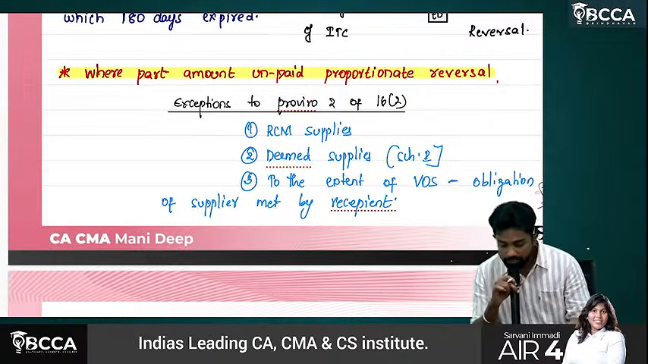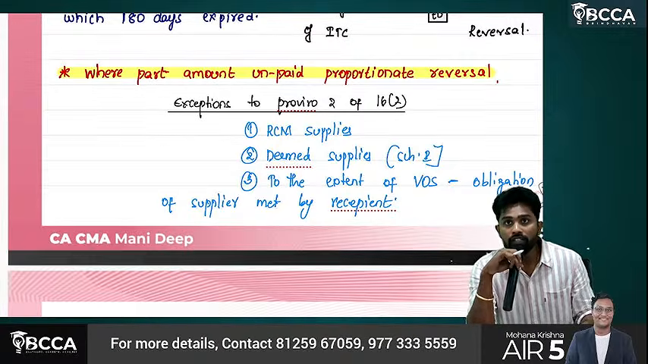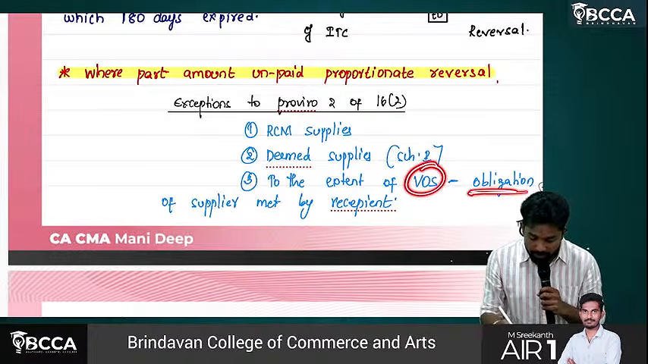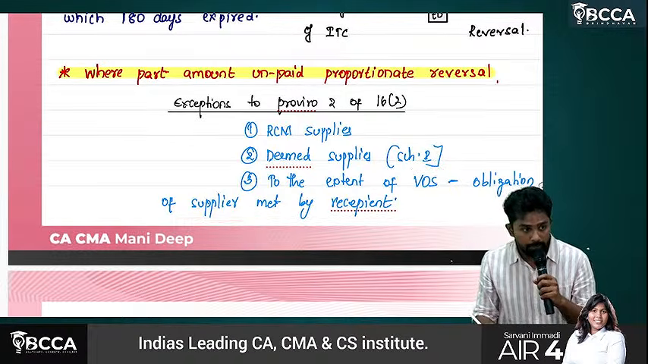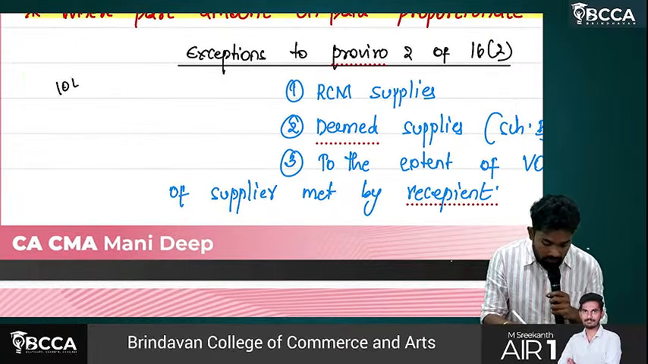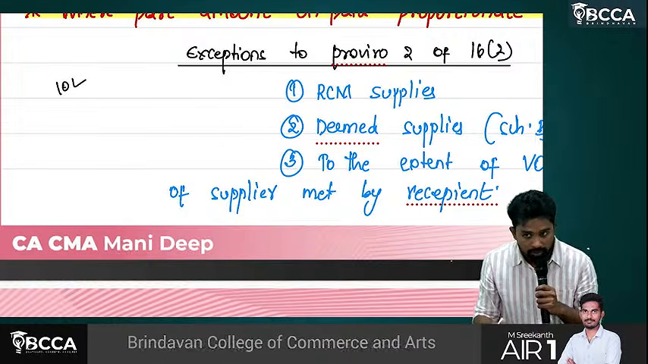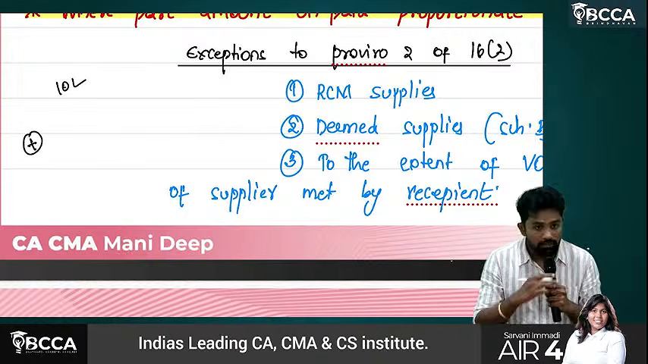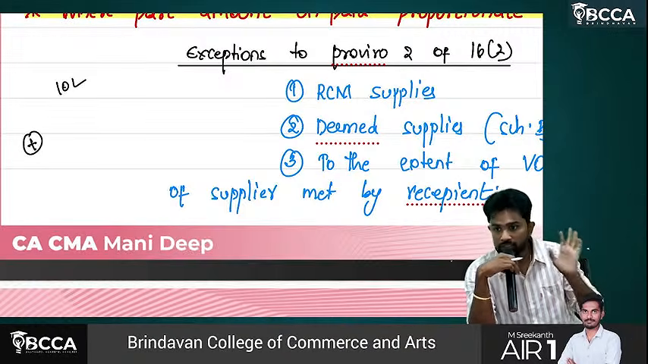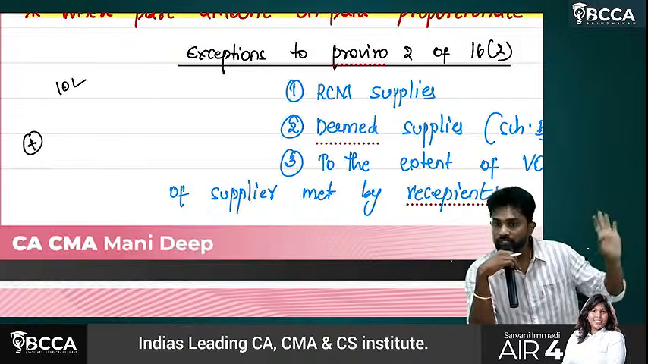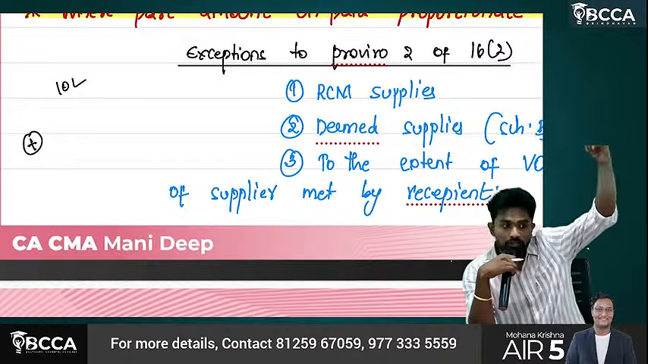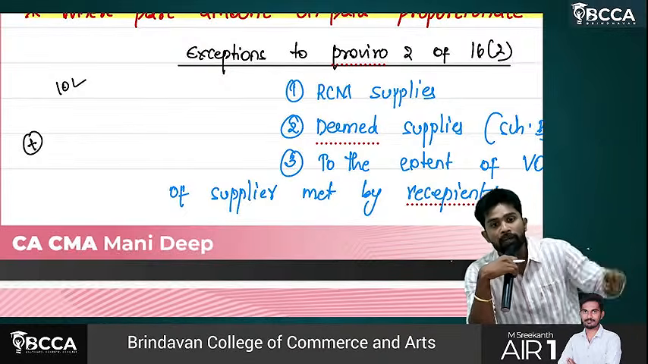To the extent of value of supply where obligation of supplier is met by recipient. I mean, sir, actually 10 lakhs is the supply value plus 2 lakhs which has to be the liability of supplier. Sir, you purchased goods from a person, you paid that person 10 lakhs, and then extra that supplier has to pay some 2 lakhs to some X person. That 2 lakhs is also paid by you only.